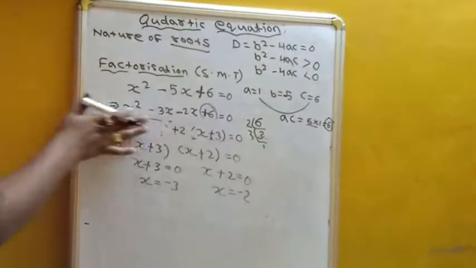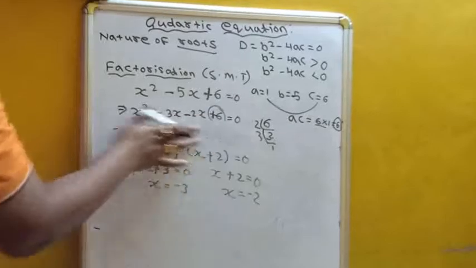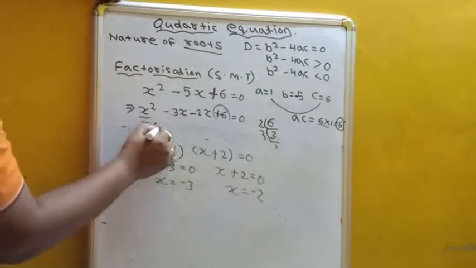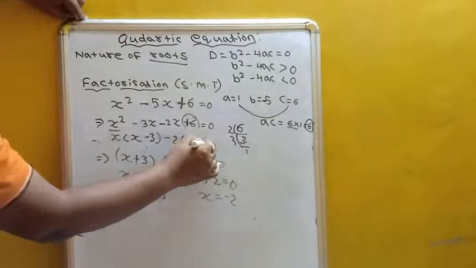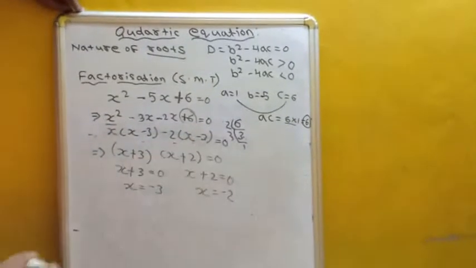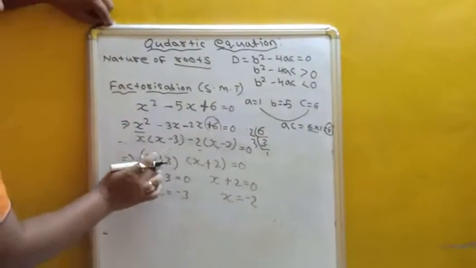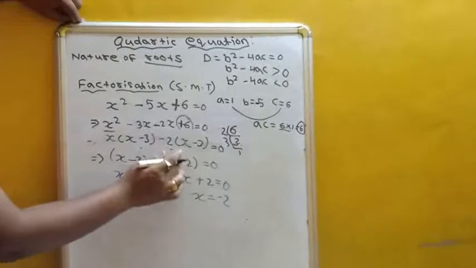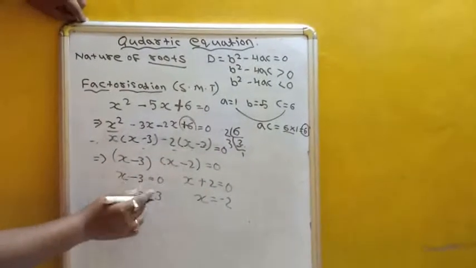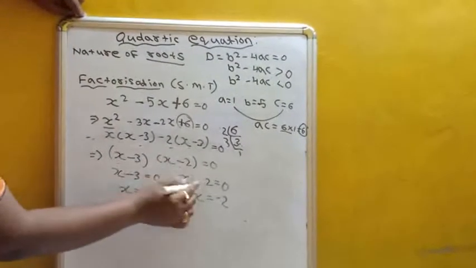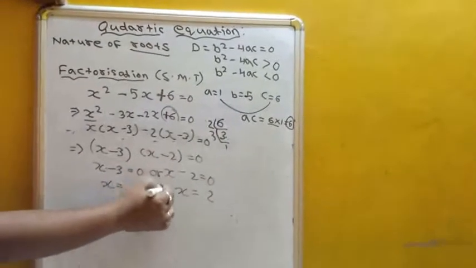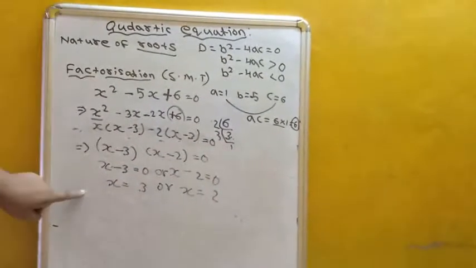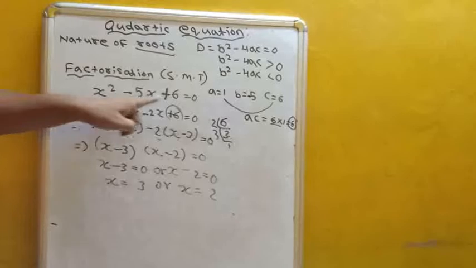Next, what do you have to write? Like that, you have to take the common. x bracket x minus 3 minus 2 bracket x minus 3 equals 0. Yes or no? So you are getting x minus 3 here, x minus 2 here, then x minus 3 equals 0, x equals 3. Here x minus 2 equals 0, x equals 2. Okay? Yes or no?